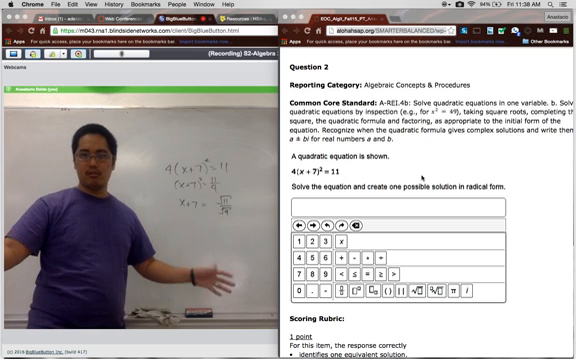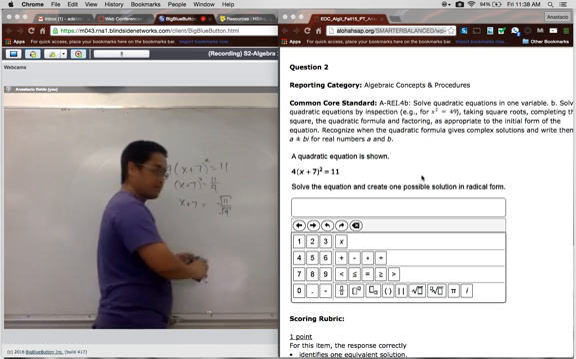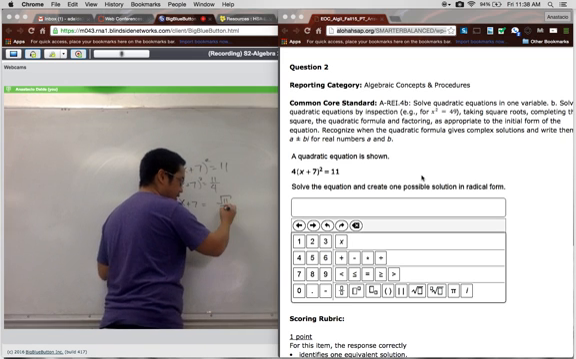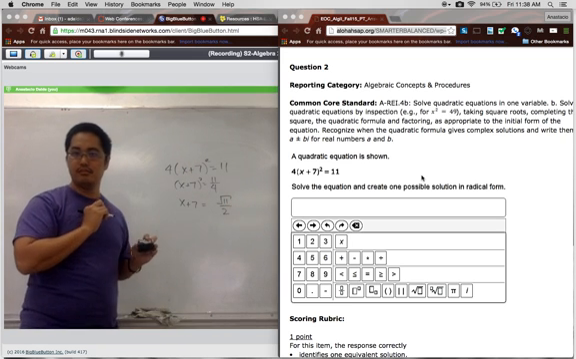But I know that the square root of 4 is what? 2. So I'm just going to write a 2 down there. That's right. Cool.